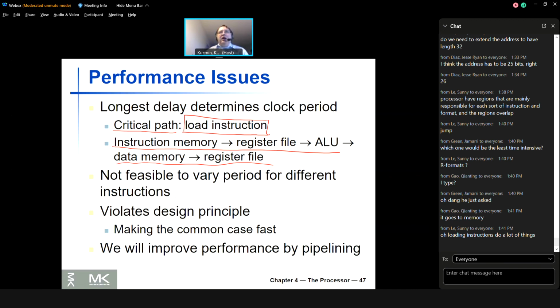And obviously we don't want different clocks for different instructions, which means we have to account for the worst case. And this is very unfortunate because it means that other instructions, while potentially able to execute much faster, will only execute in the same amount of time as the load instruction. Okay, and of course it hurts the performance. So what do we do? Oh, you're gonna love it. We're gonna pipeline.